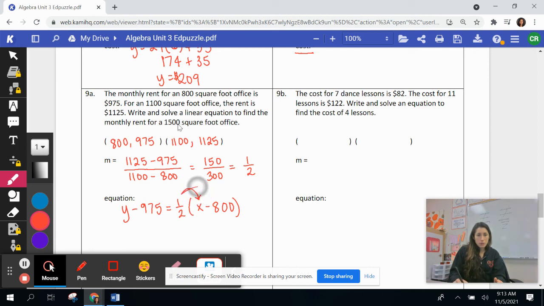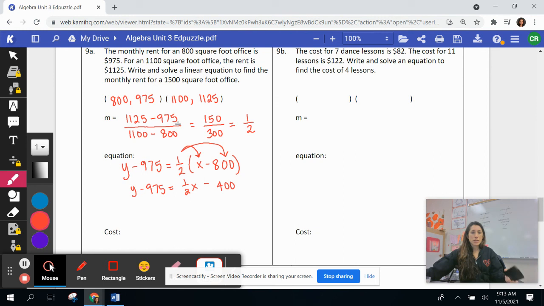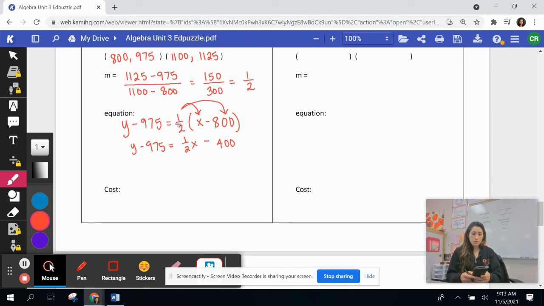That means multiplying by 1/2 because we're going to have to solve it for y anyways. So this is y minus 975 equals 1/2 x minus half of 800, which is 400. And then we're just going to add the 975 on both sides. So 975 minus 400 is 575. So our equation, and you could actually plug this into either equation, I just prefer this one.